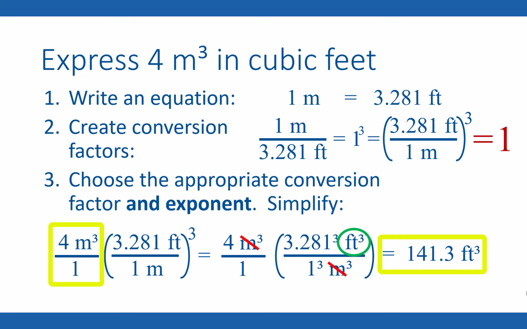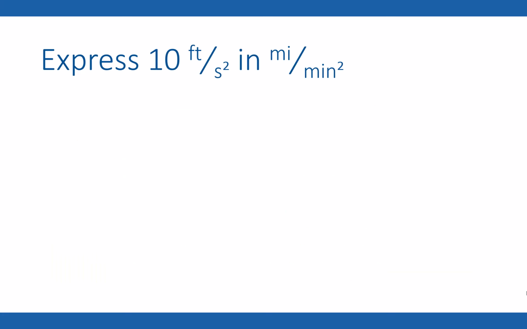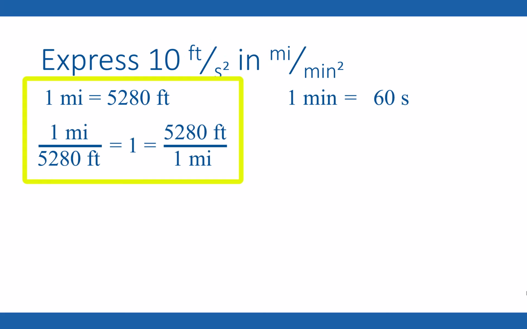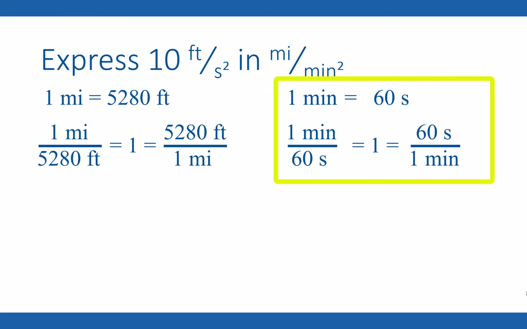141.3 cubic feet. The next example is an acceleration of 10 feet per second squared that we want to express in miles per minute squared. To convert the length units, we need an equation relating feet to miles. To convert the time units, we need an equation relating seconds to minutes. Each equation gives us two conversion factors.